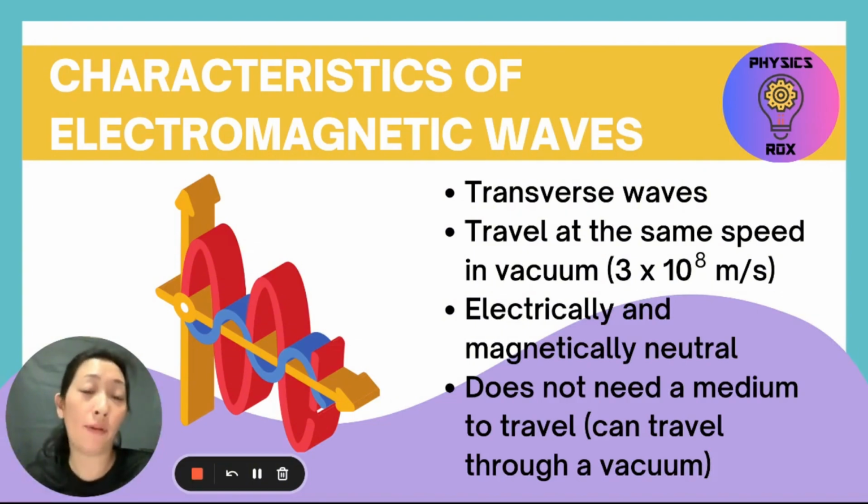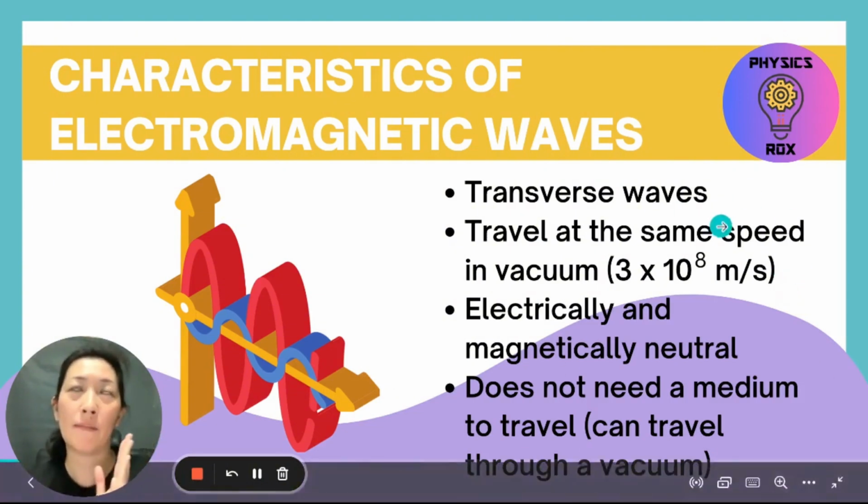So one way to help you remember the characteristics of electromagnetic waves is to recall the characteristics of light. The reason why light and electromagnetic waves seem to have so many similar characteristics is because light is actually one of the electromagnetic waves in the spectrum, as you will see on the next slide in the electromagnetic spectrum. All right, so one way to remember these characteristics, remember characteristics of light.